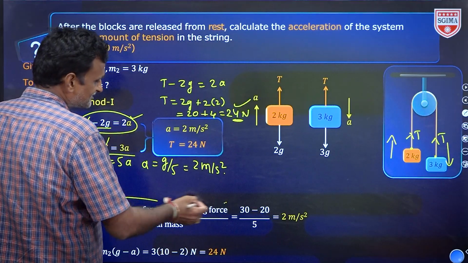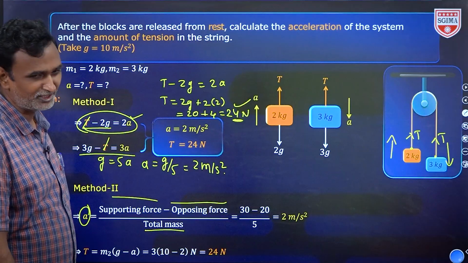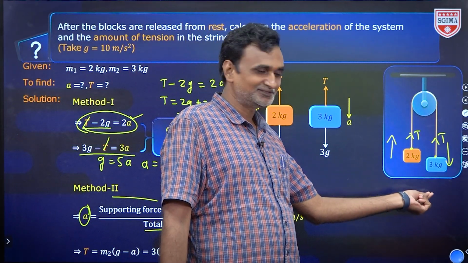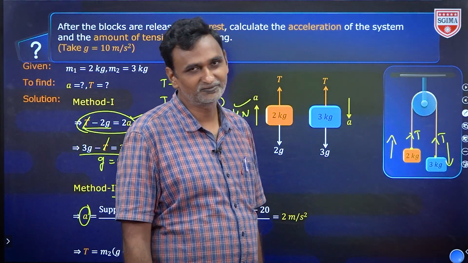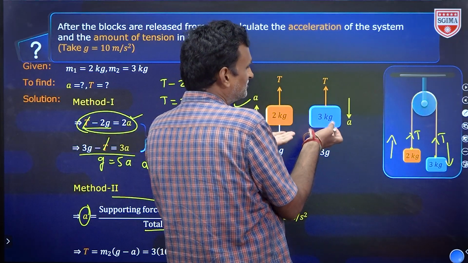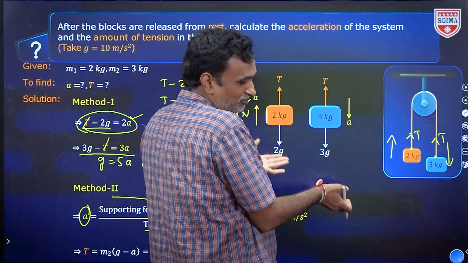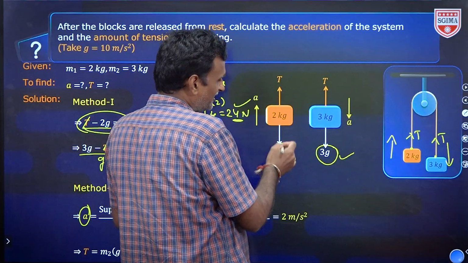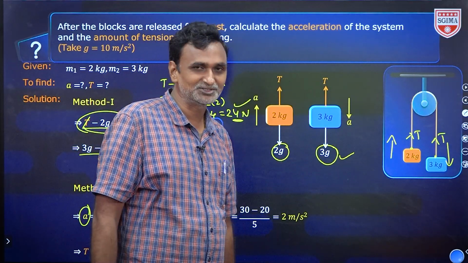Supporting force minus opposing force by total mass equals acceleration. Okay? Supporting force means the force in the direction in which it is going, with which it is pulled, minus the opposing force. You can see when we release both the blocks, 3 kg goes down, 2 kg moves up. So 3 kg going down means 3g is supporting only, and 2g is acting downward, but it is going upward. So the opposing force is how much? 2g.